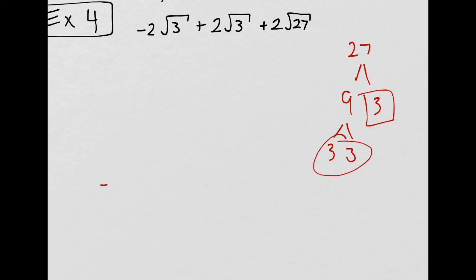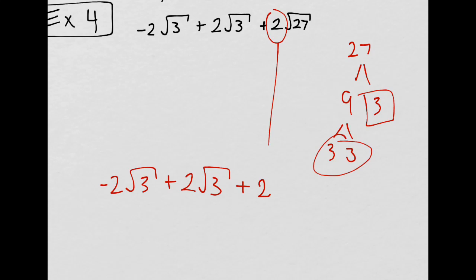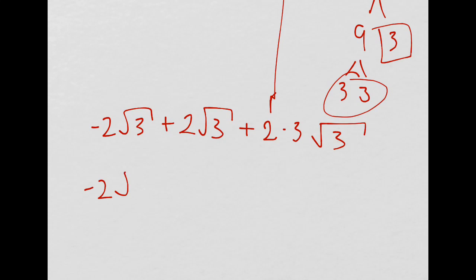So I'll copy everything down. Negative 2 root 3. I copy this down because I couldn't do anything to it. Same with the 2 root 3 there. And then I have 2 from there, times the 3 from here, times the square root of 3. So then that's just negative 2 root 3 plus 2 root 3 plus 6 root 3.